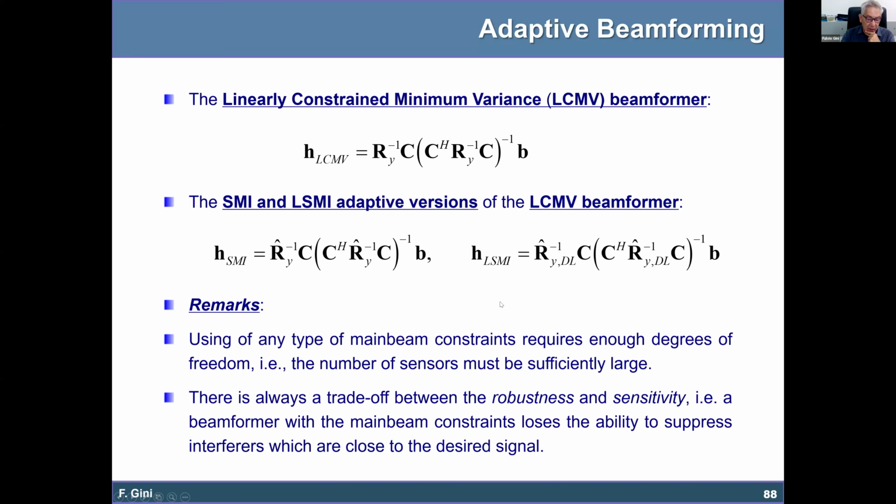So, as a final remark, remember, the more constraints you impose to stabilize, to shape the main beam, the fewer degrees of freedom you have available to keep low the side lobes. So if you want to avoid that the side lobes become too large, it means that you need a number of sensors that is large enough. It should be much greater than the number of constraints that you impose.